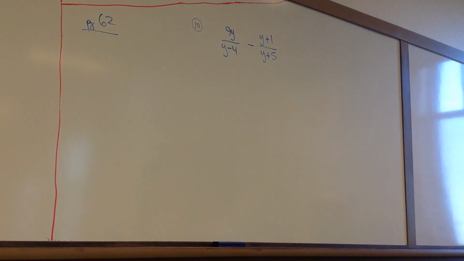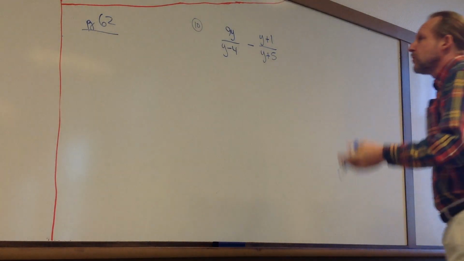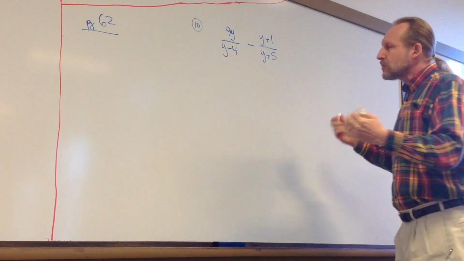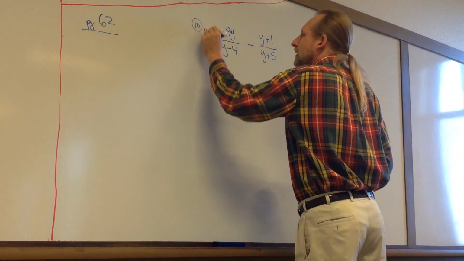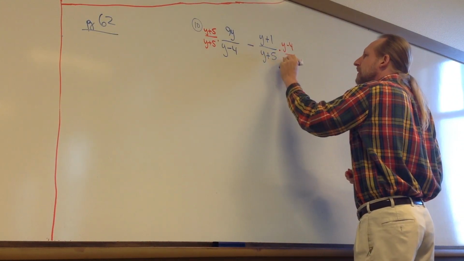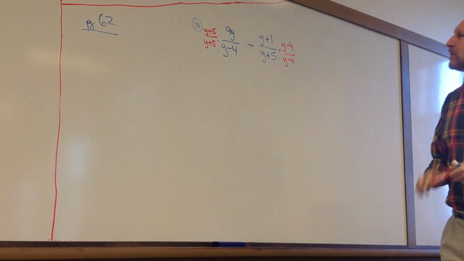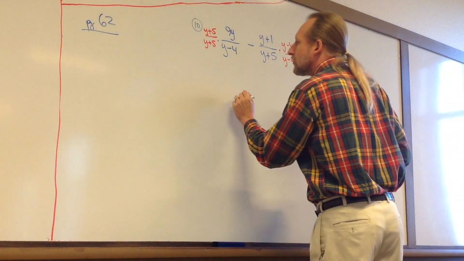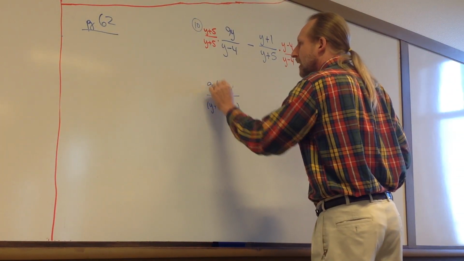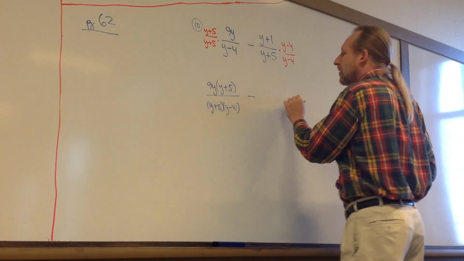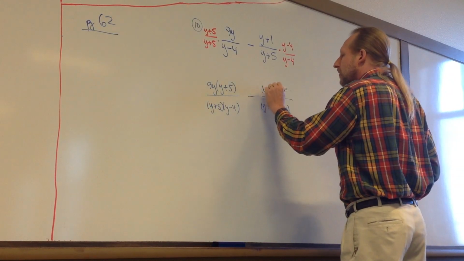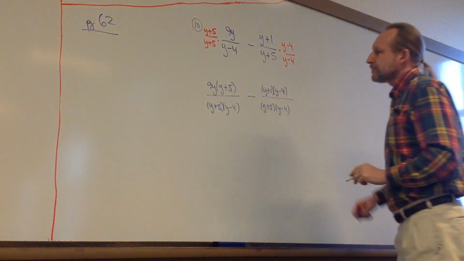And again, like most of the problems in this first half of section 1.7, these two denominators are prime, and so our common denominator is going to be each one multiplied by the other. So this one gets multiplied by y plus 5 over y plus 5, and this one gets multiplied by y minus 4 over y minus 4. Then up here we have 9y times y plus 5, and over here we've got the same denominator, and then y plus 1 times y minus 4.